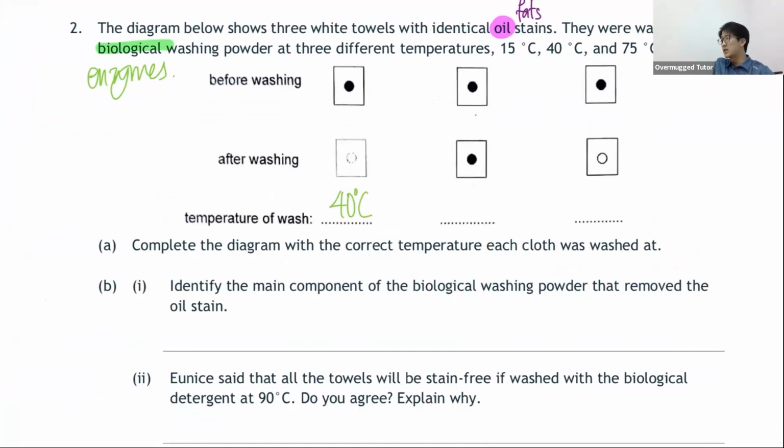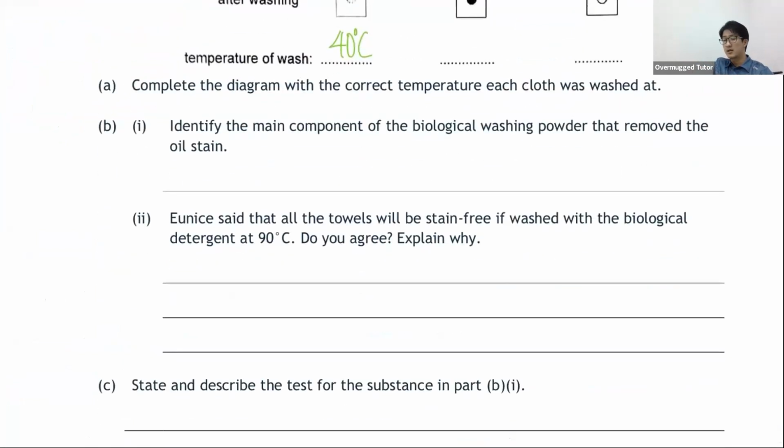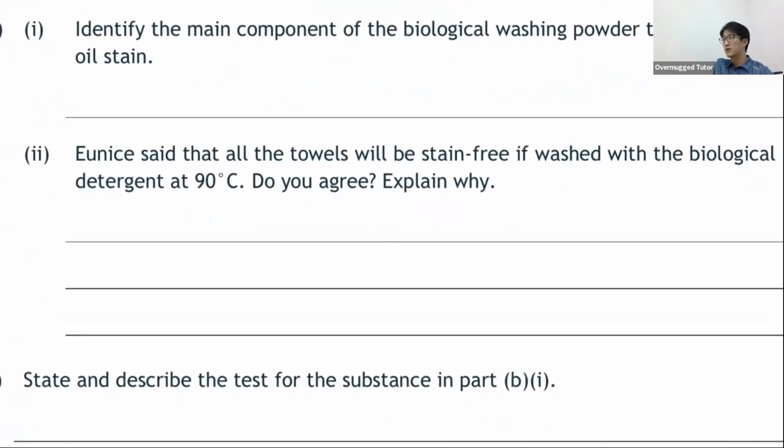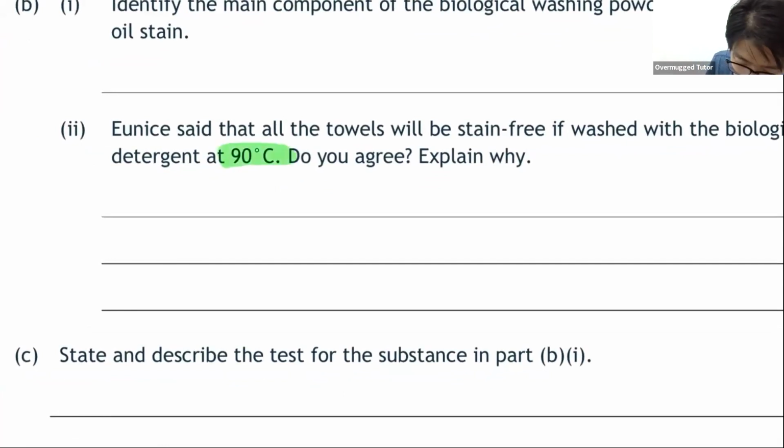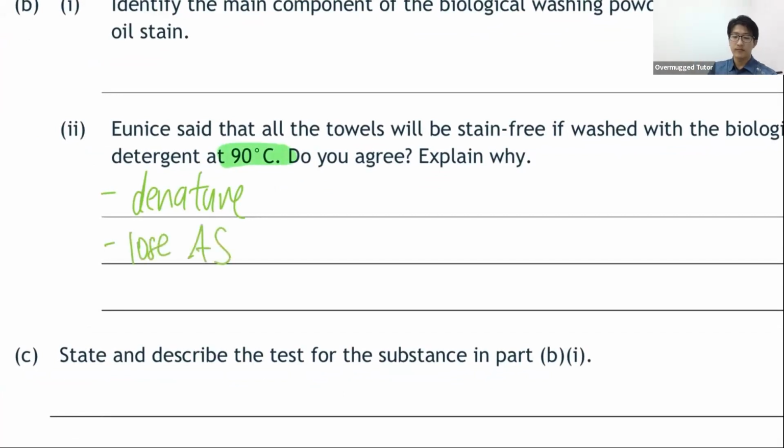So do we agree with Eunice's statement? We say no because it's that whole denature thing. So at 90, you will denature. When you denature, enzymes lose something very important to them. Very good, lose the active site. Cannot do what without the active site?